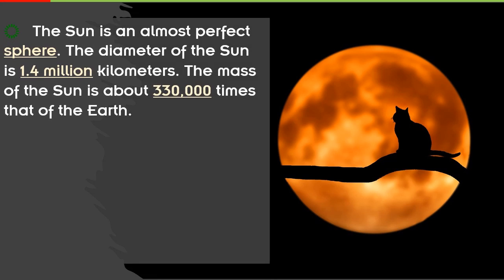The Sun is an almost perfect sphere. The diameter of the Sun is 1.4 million kilometers. The mass of the Sun is about 330,000 times that of the Earth.